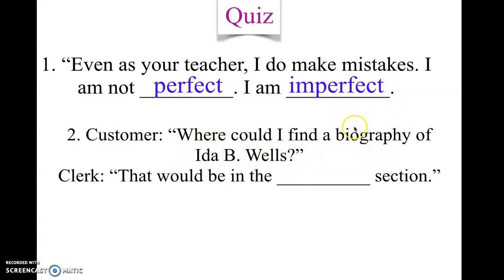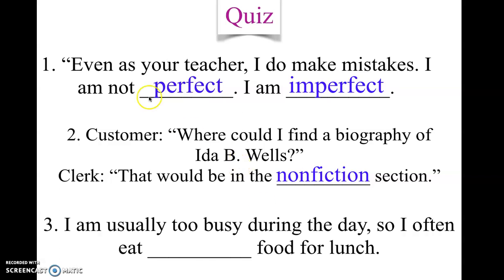So where would I find a biography about her? True facts about the story of her life. That would be in the non-fiction section. It is real. It is not fiction. All right, our last one. I am usually too busy during the day, so I often eat blank food for lunch.